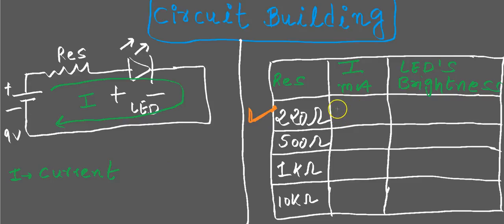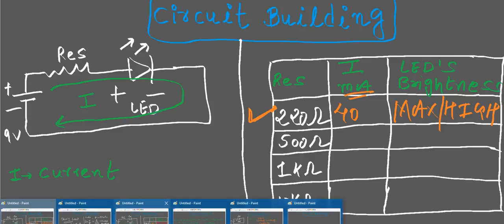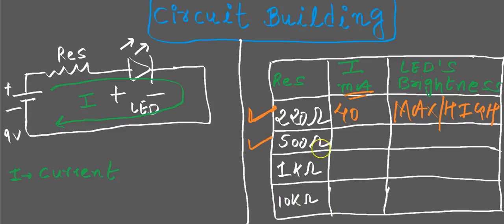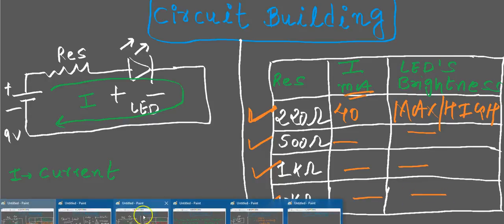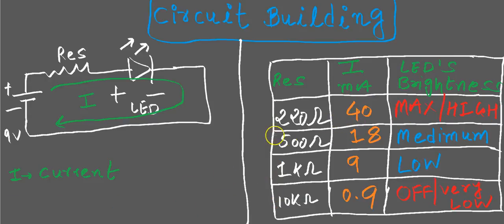So let me put this value into my table. Now the LED's brightness is maximum here. I'll talk about that shortly in this video, but just for now, let me write the maximum value, because I know this is the maximum. Now calculate the value of current for 500 ohms, 1 kilo ohm and 10 kilo ohms respectively. I have already calculated it for you, so let me pull down the sheet. Here, as you can see, the value for 500 is 18 milliamps, for 1 kilo ohm the current is 9 milliamps, and for 10 kilo ohms it is 0.9 milliamps, right?